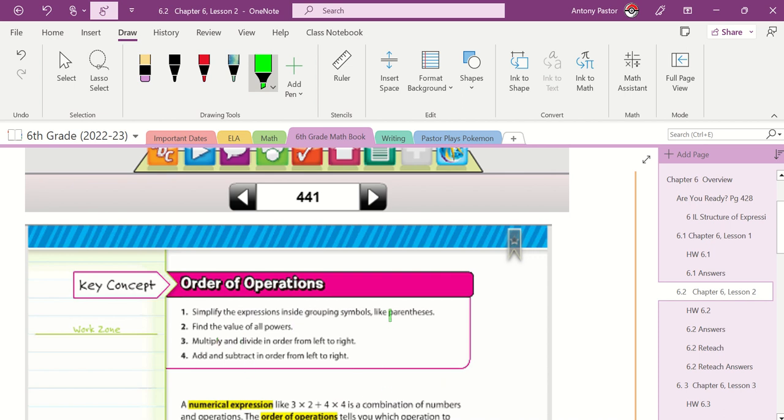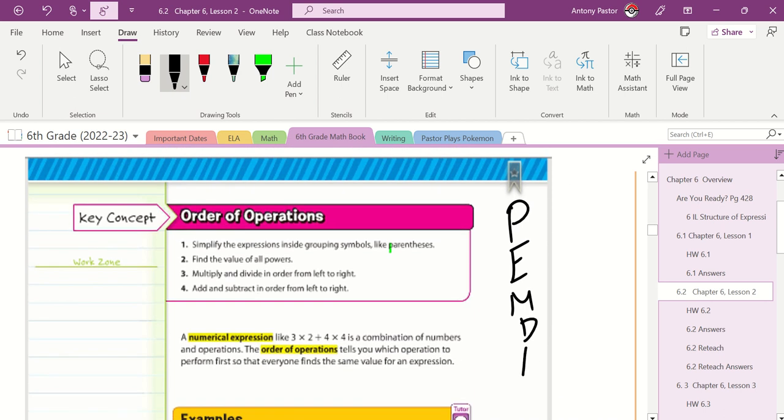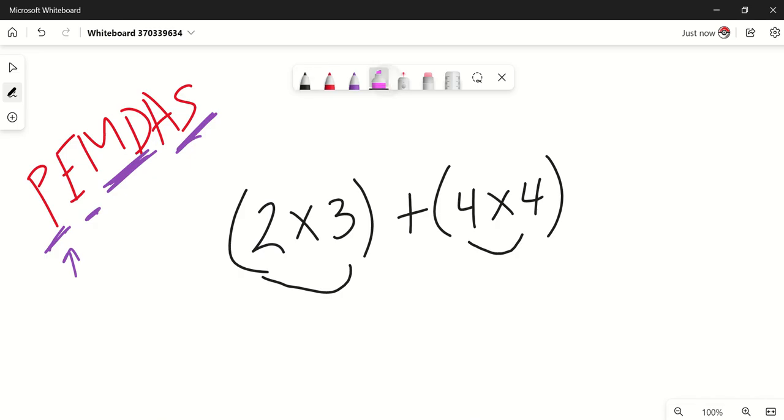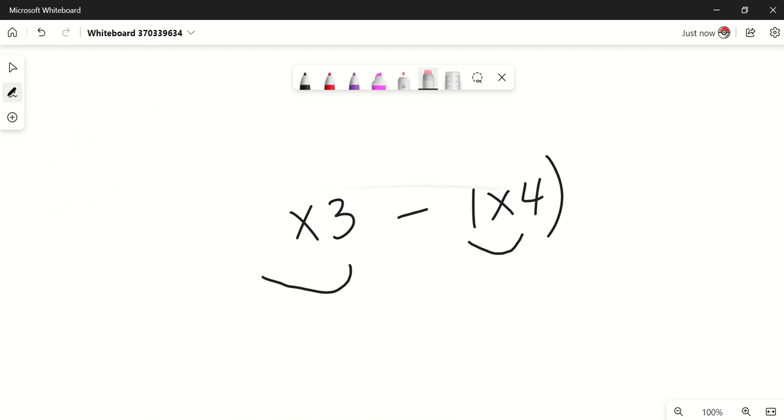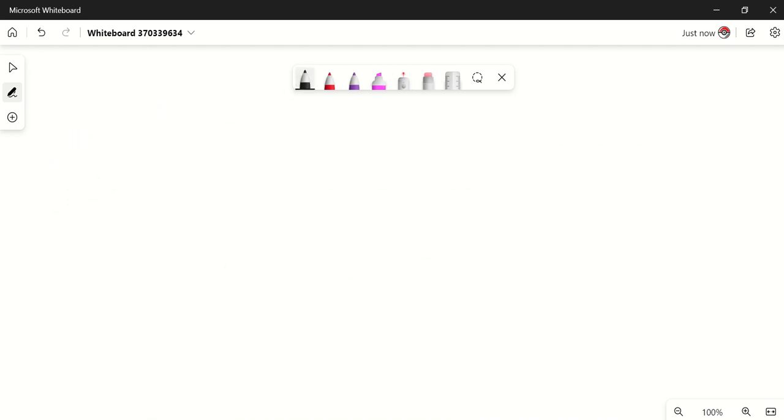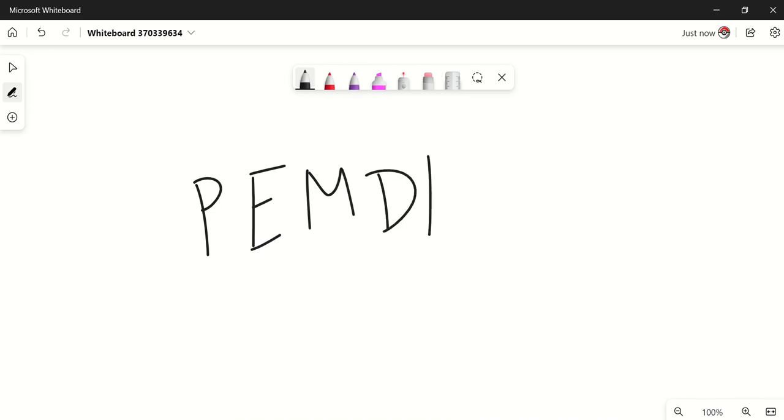So again, this says parentheses, value of all powers, which is exponents, multiply and divide, add and subtract. So again, P, all powers is known as exponents, so that would be E. So let's see, parentheses, exponents, then multiply and divide from left to right, that's MD, and then add and subtract from left to right, AS, PEMDAS. So let's go back and let's rewrite this so you guys totally understand, and that should be in your notes. PEMDAS.